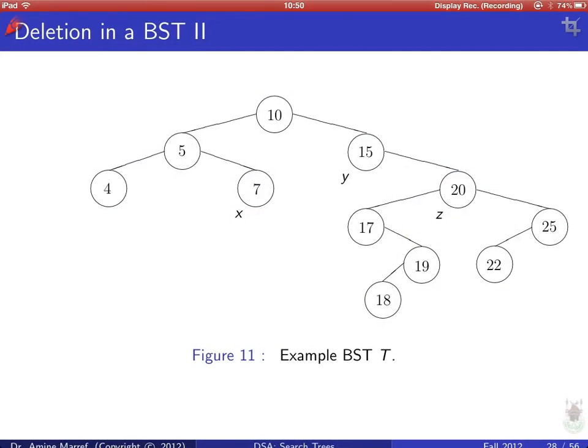These two nodes have special names. This is called the in order predecessor, and the other one is called the in order successor. What is the in order predecessor and successor? In order predecessor.